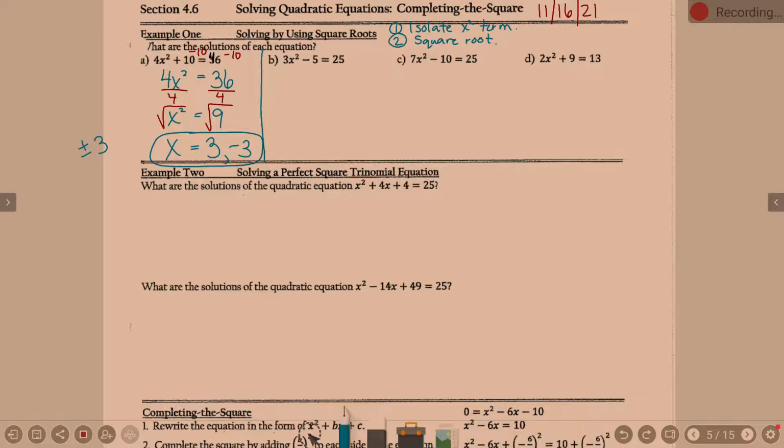Okay, let's try example B. Example B we are using as written. 3x squared minus 5 equals 25. If we're trying to isolate x squared, with 3x squared minus 5, we first need to add the 5 over. So minus 5, we add 5. Minus 5 plus 5 cancel. What's 25 plus 5? 30.